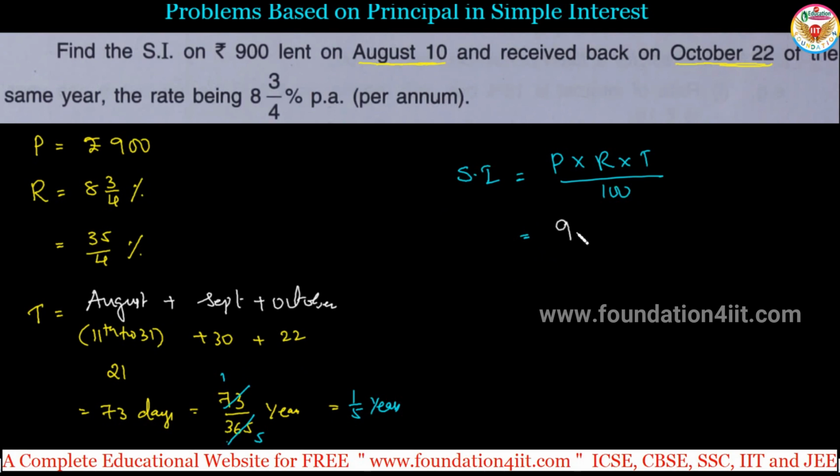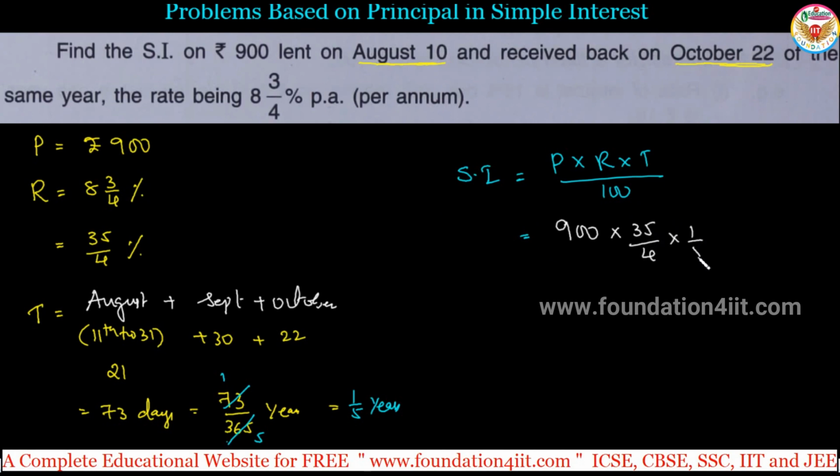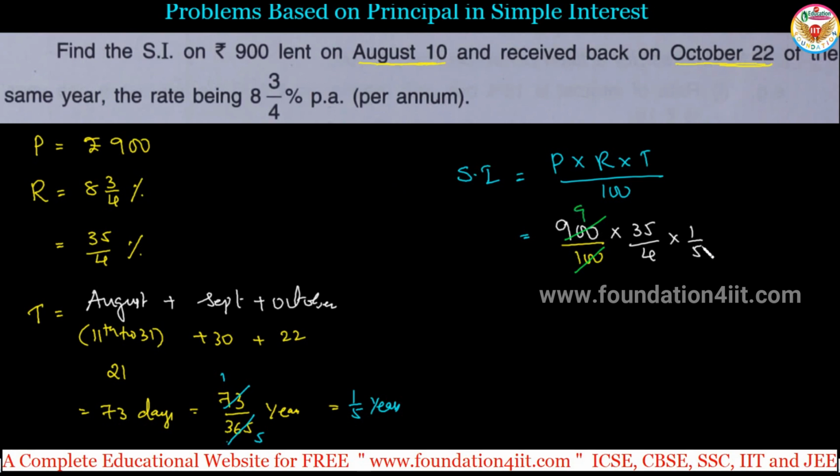Now P is 900, rate is 35 by 4, into T. So T is 1 by 5, and divide by 100. All divide by 100, because the multiplication symbol is everywhere. Now you can calculate this. 100 times 9 and 5 times 7. 9 into 7 by 4 again. 9 into 7, this is 63 by 4.